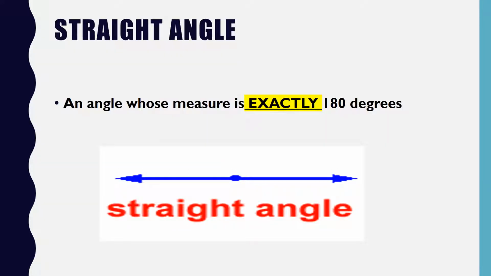Our last angle we will be talking about is called a straight angle. And you might be thinking, Miss Cooper, a straight angle looks just like a line. And you would be correct, because a straight angle is an angle whose measure is exactly 180 degrees. And when you see a line, a straight line is exactly 180 degrees too. So that's why you want to see an angle that looks completely straight. You're going to classify that as a straight angle and put 180 degrees.